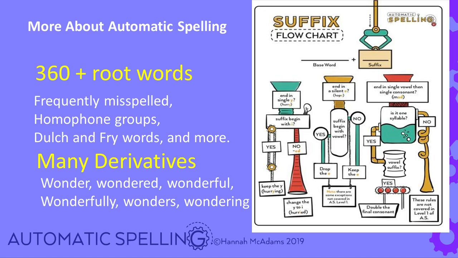Okay, so like I said, there are 360 root words that we spell, and then we also do lots and lots and lots of work with suffixes. So we have lots of derivatives from words. If you see where it says many derivatives, we have the word wonder, and then they learn to spell wondered, wonderful, wonderfully, wonders, and wondering. And I do that with almost every word that could have a derivative.